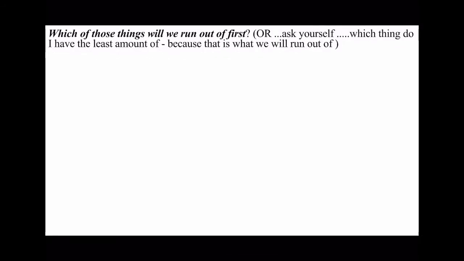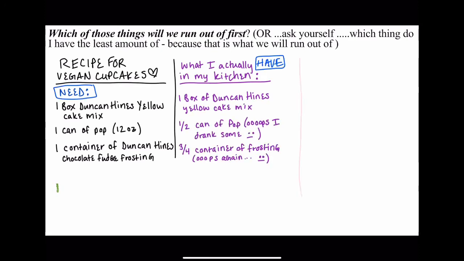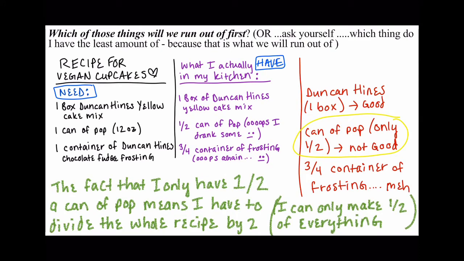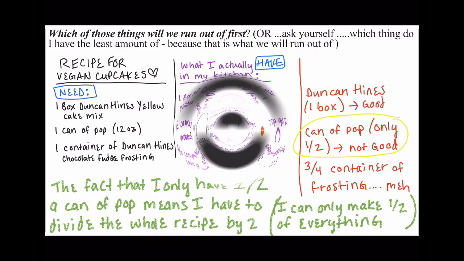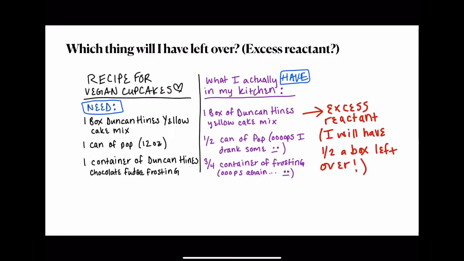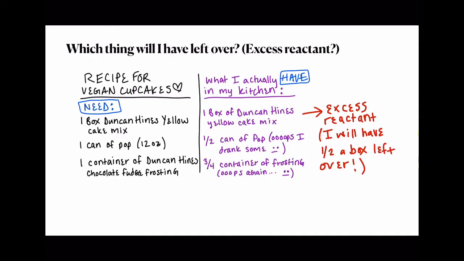So which one are we going to run out of first? That's kind of how I think about this. Well, since I only have 1/2 of a can of pop and I need a whole can, that's what I'm going to run out of first. The second thing would be the frosting. But I have enough of the box mix. So that's actually my excess reactant.